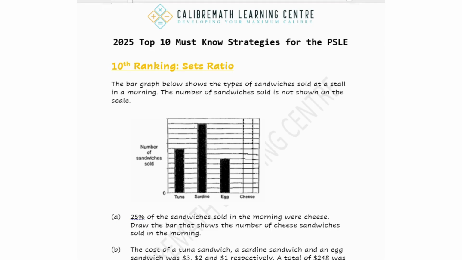In fact, this question from Catholic High is a good example of a question that requires you to use sets ratio with connect group. To strengthen your preparation for the PSLE, you may wish to request additional practice on such questions, so do approach our teachers if you need them. Now let's explore how we can apply sets ratio and connect group to solve this question.